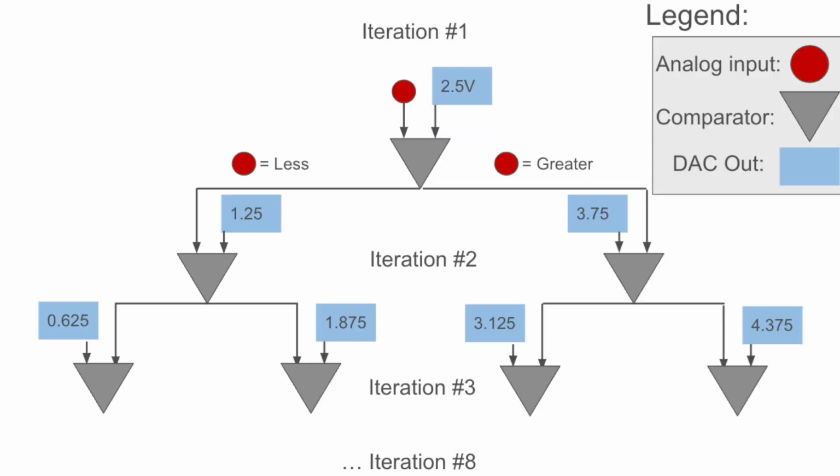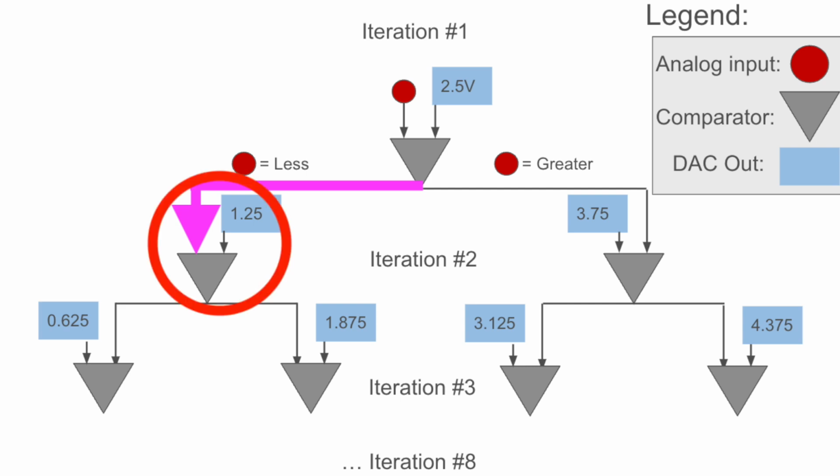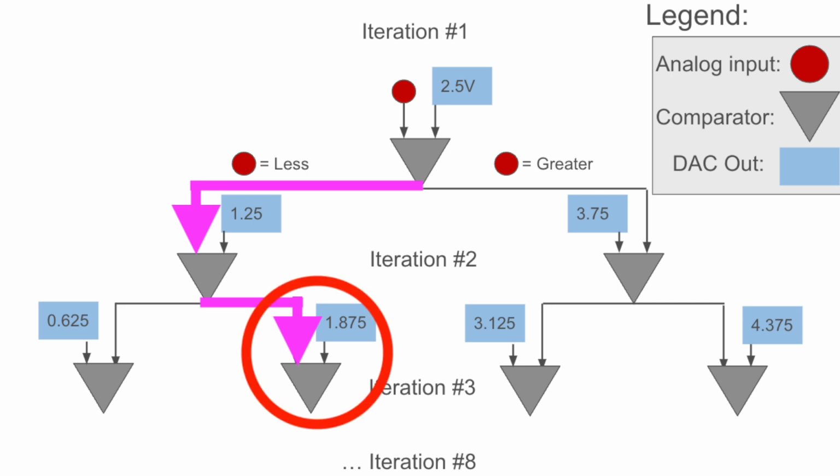So in a 3-step SAR, for simplicity instead of 8, here's the process. First, it will compare the 1.5 volts with half of 5 volts. Since it is less than 2.5 volts, it will take this path, where it then compares half between 0 and 2.5. Since it is greater, it will then compare half between 1.25 and 2.5. So in only a 3-step process, our final output would be 1.5625 volts. So as you could imagine, an 8-step SAR would give an extremely accurate result.